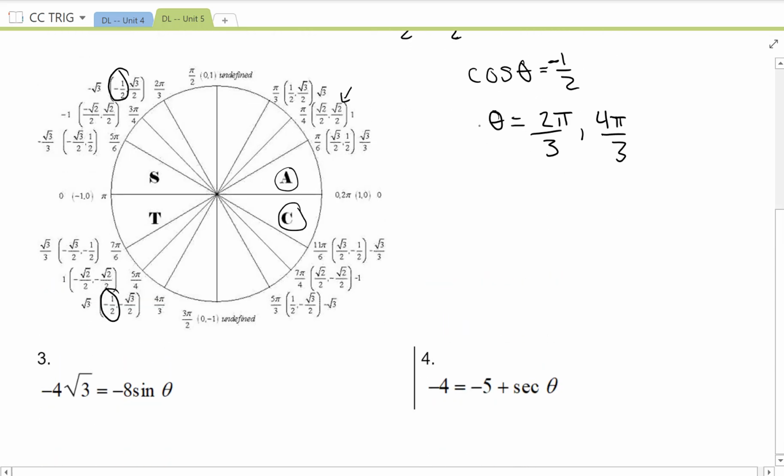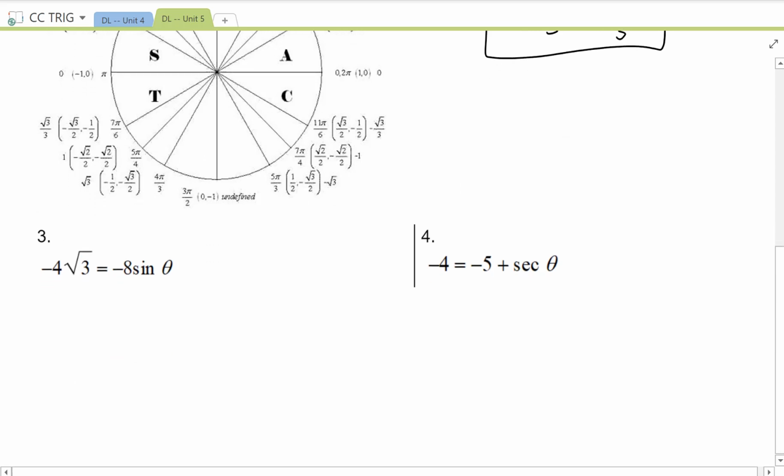Okay, let's continue. So you have something being multiplied by sine, -8. So we need to divide both sides by -8. -4 over -8 is just positive 1/2. 1/2 times root 3 is root 3 over 2.